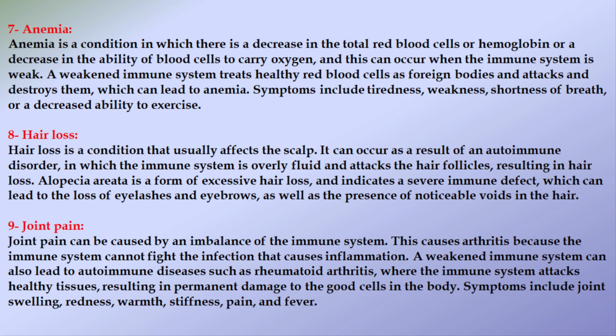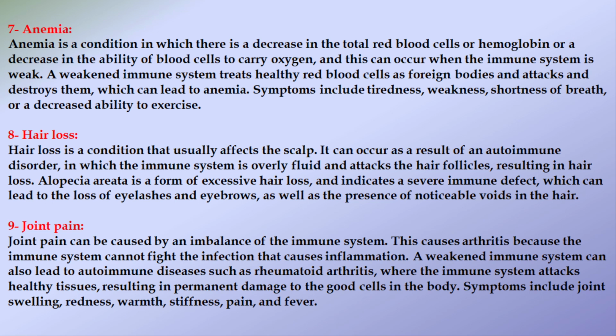8. Hair loss. Hair loss is a condition that usually affects the scalp. It can occur as a result of an autoimmune disorder, in which the immune system is overactive and attacks the hair follicles, resulting in hair loss. Alopecia areata is a form of excessive hair loss, and indicates a severe immune defect, which can lead to the loss of eyelashes and eyebrows, as well as the presence of noticeable voids in the hair.